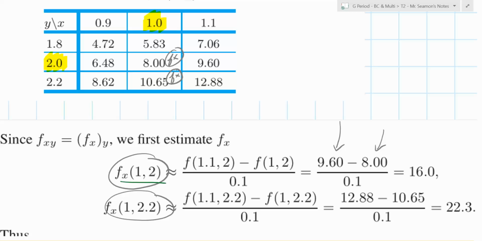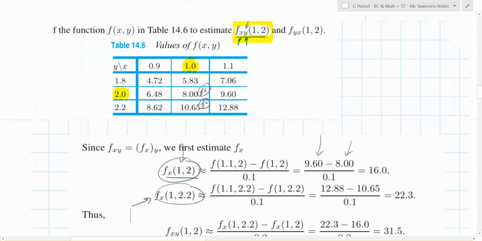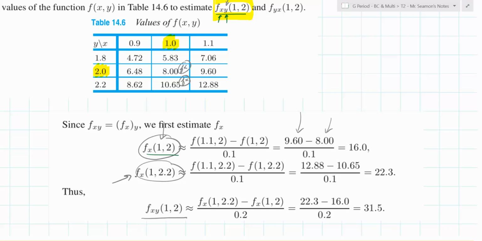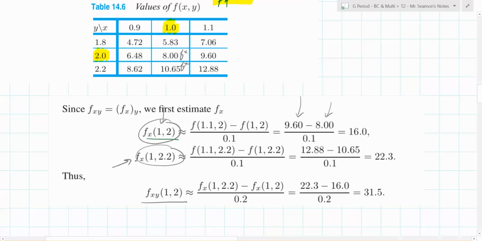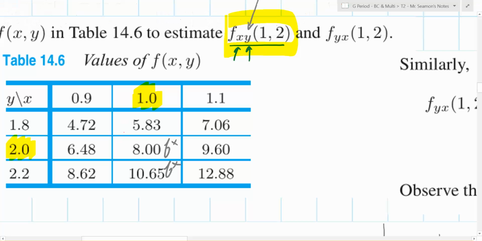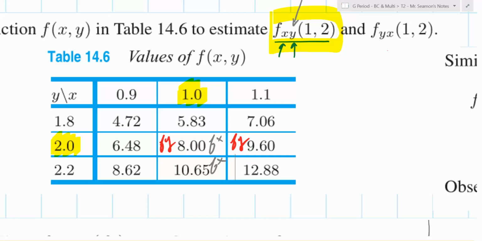Hold on, we're doing the rate of change of y next. So just watch real carefully. I'm going to do my best here. They calculated fx at 1, 2, and then they calculated it at 1, 2.2. The reason they did this was because of fxy at 1, 2. What are they doing to calculate that? They did fx here and fx right there. So if you wanted to do it for fy instead, the other one, you'd calculate fy right here and fy right there.